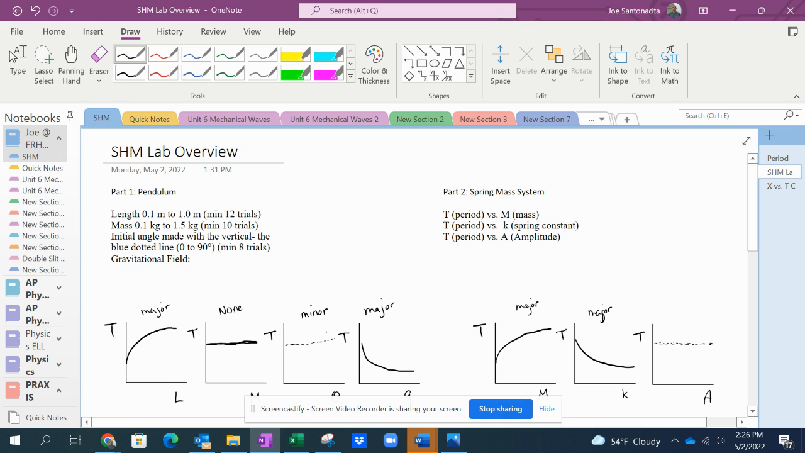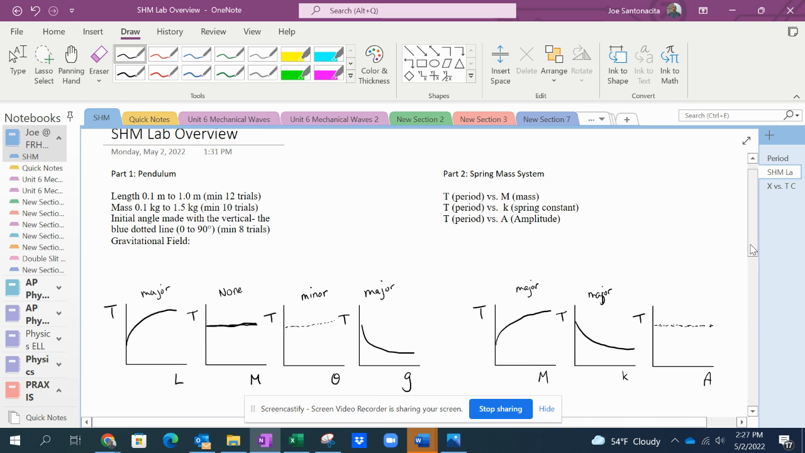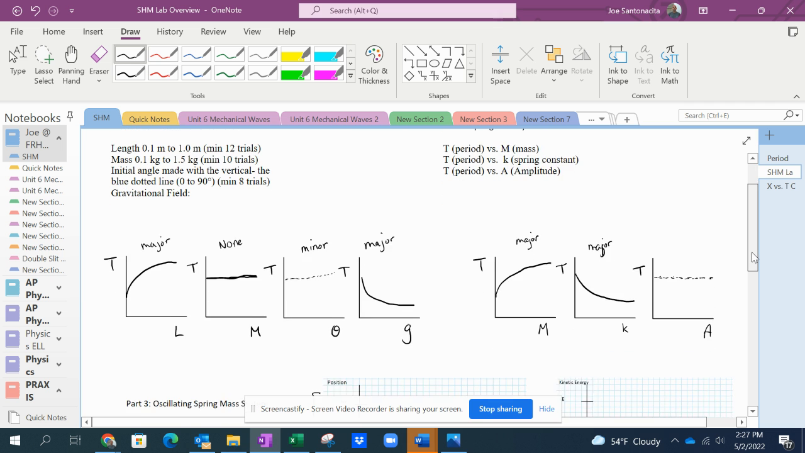The minor impact was probably a 10% difference between the start and the end. None obviously had no impact. So for the pendulum, the length and the gravitational field were your major impacts. The mass did not impact it, and your minor impact was the angle. For your spring mass system, it was the mass and the spring constant which were your major impacts, and the amplitude, which was none.